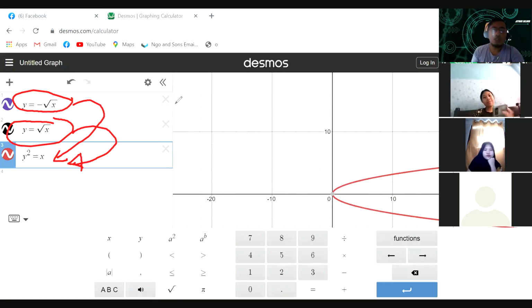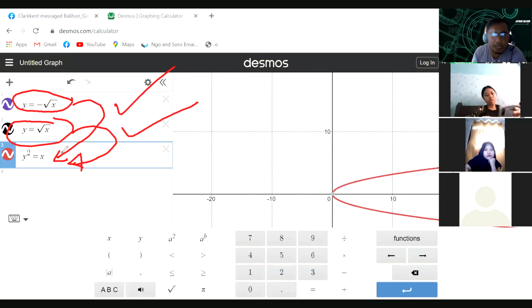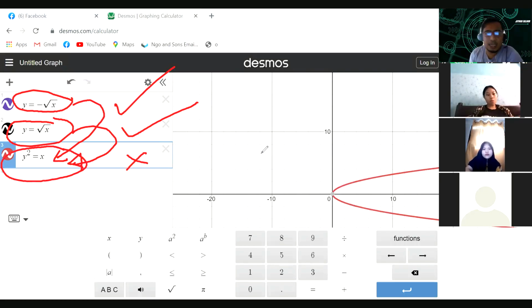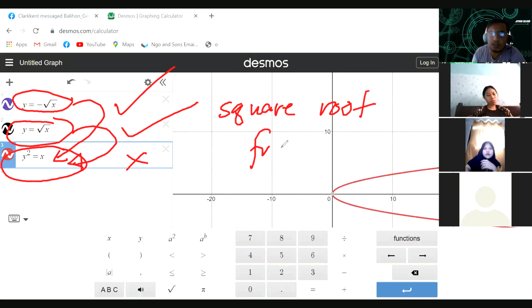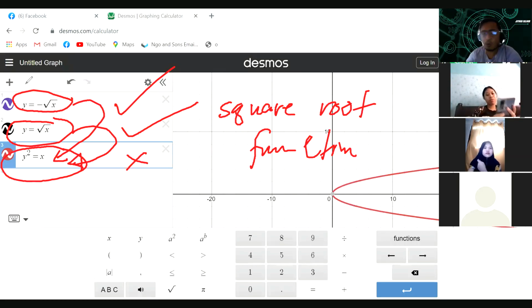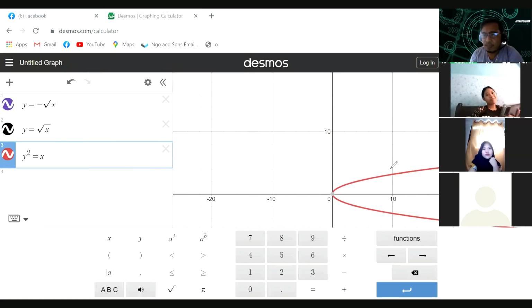So, as you remember, in our class, this is a function. This is also a function, but this one is not a function. Clear? And these two are called square root functions. A square root function is of the form y equal to the negative square root of x or y equal to the square root of x. Question? No question. Very good. Okay.